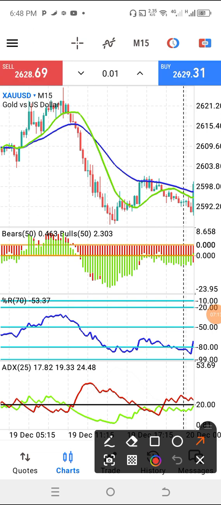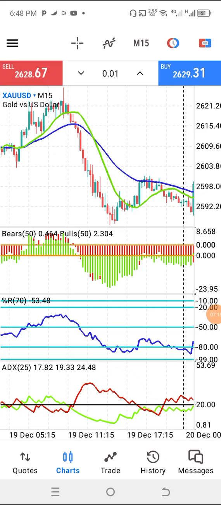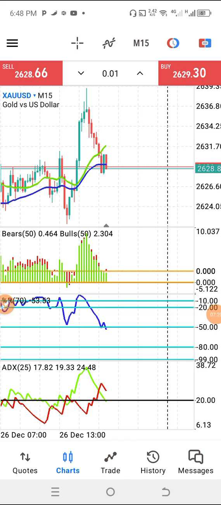Now, in the case of buy, at what point should you consider taking buy, also using the same format or strategy? Now, for you to take your buy. Okay, before I proceed, let me show you something, just like what I was explaining earlier on: if the conditions are not properly aligning, don't take any entry.